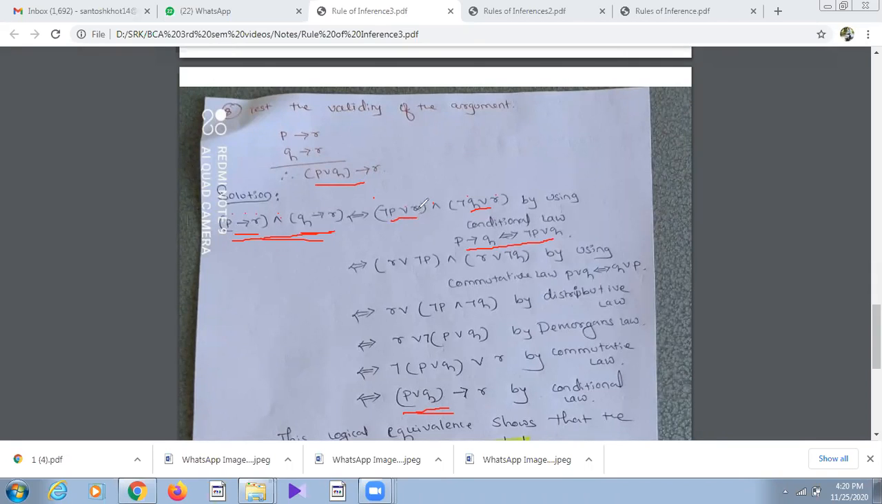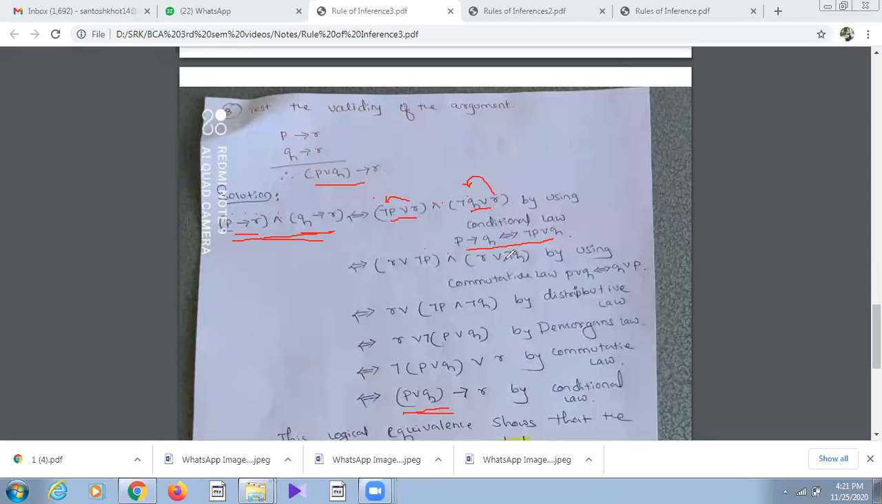So that's why I want to take this R to this side. Okay. And this R also to this side. By using the commutative law, I want to take that one. So R comes to this side, disjunction as it is, negation P as it is, conjunction as it is, R as it is, negation Q as it is.